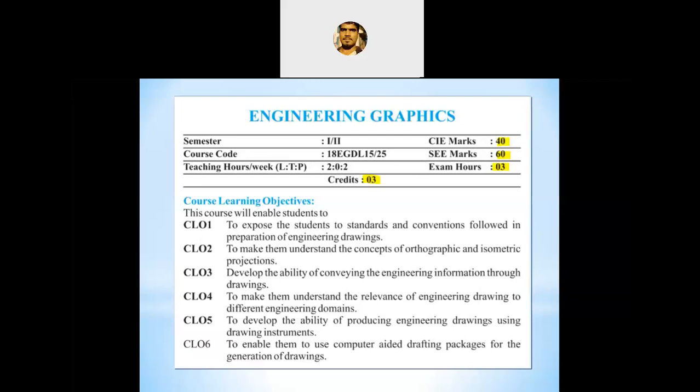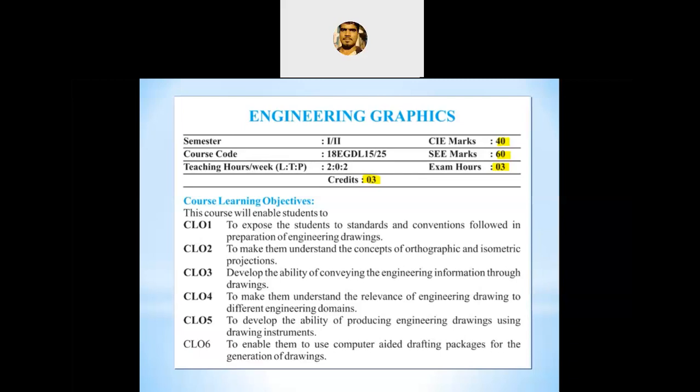And the fourth objective is to make them understand the relevance of engineering drawing in different engineering domains. We have to understand the importance of engineering drawing and successfully implement those drawings in all engineering domains. And objective six is to develop the ability to produce engineering drawings using drawing instruments. Of course, there are two types of drawing. One is manual drawing, and the other one is system-oriented drawing.